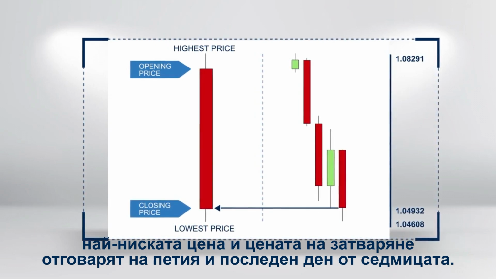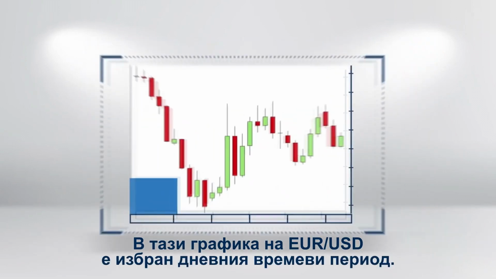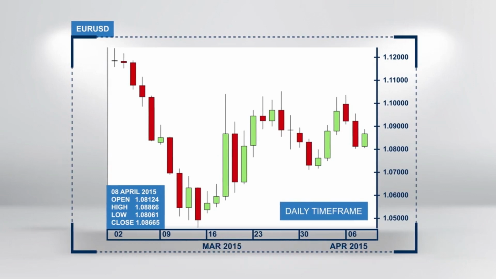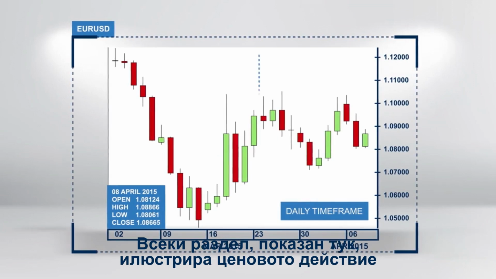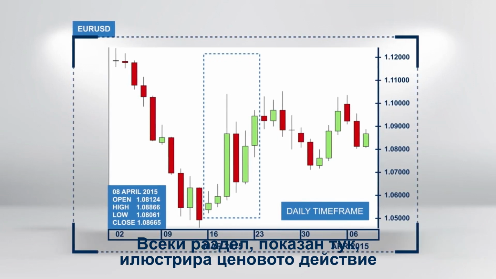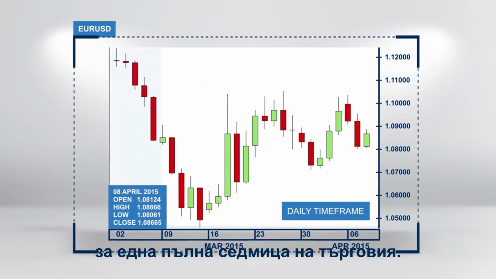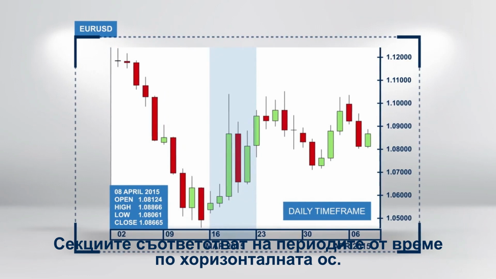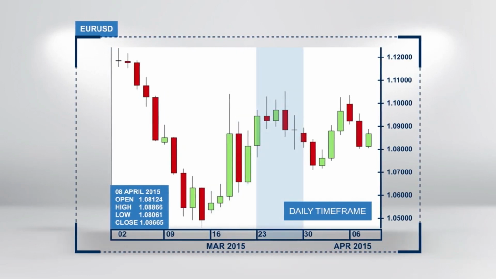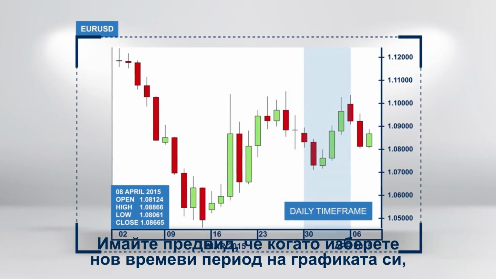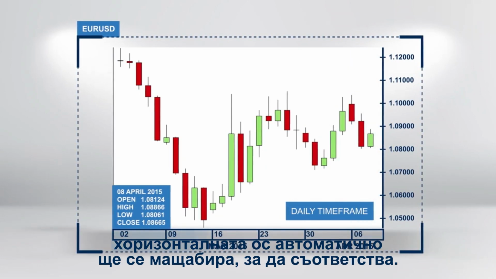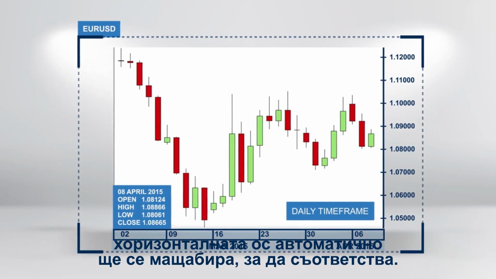day of the week. In this euro-dollar chart, the daily time frame has been selected. Each section shown here illustrates the price action for one full trading week. The sections correspond with the time periods along the horizontal axis. Be aware, when you select a new time frame on your chart, the horizontal axis will automatically scale accordingly.